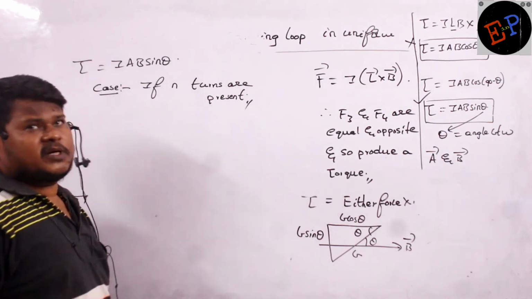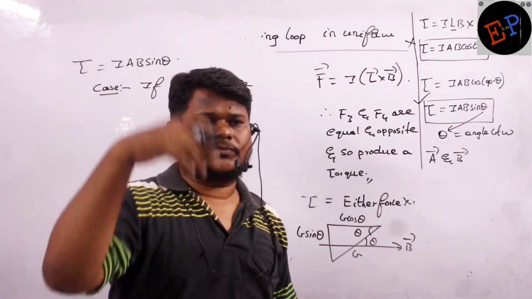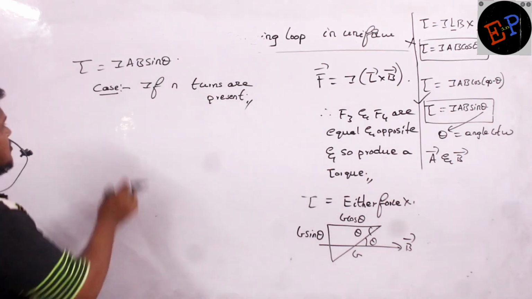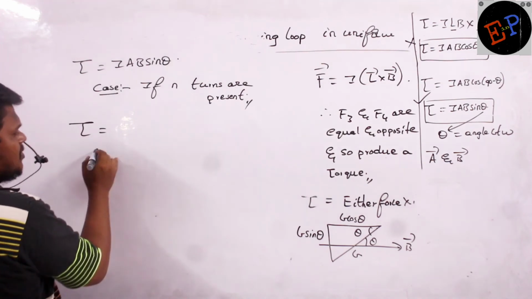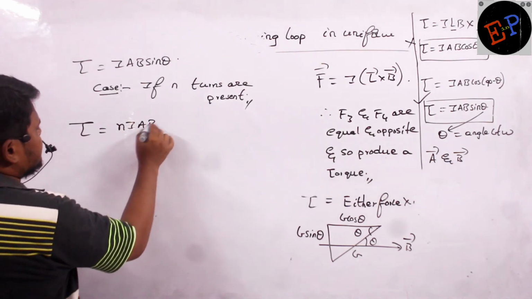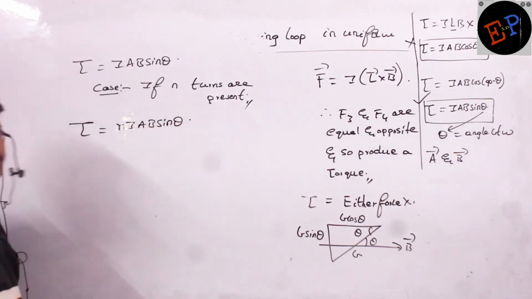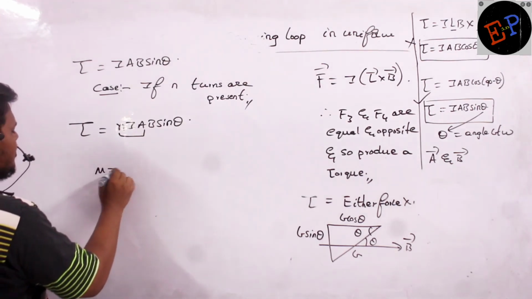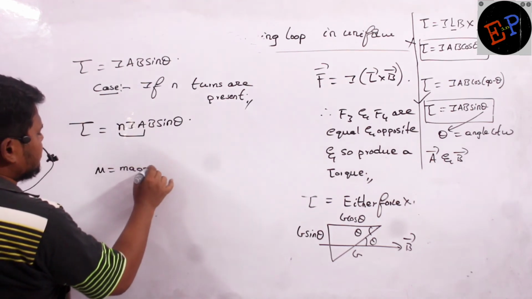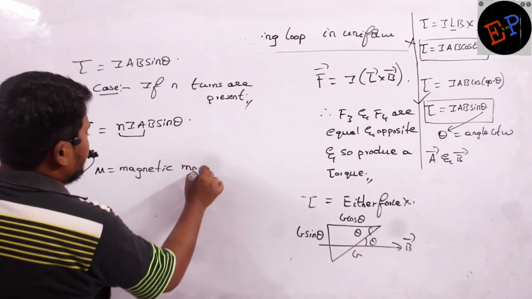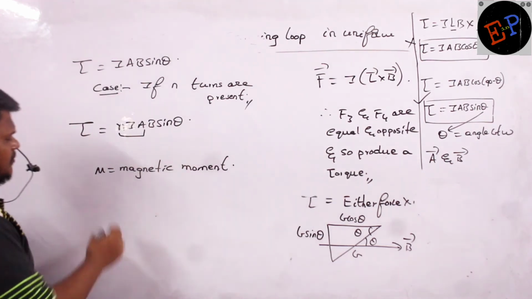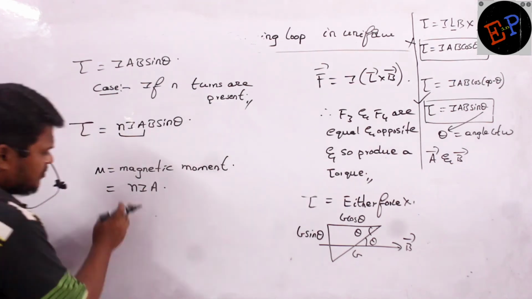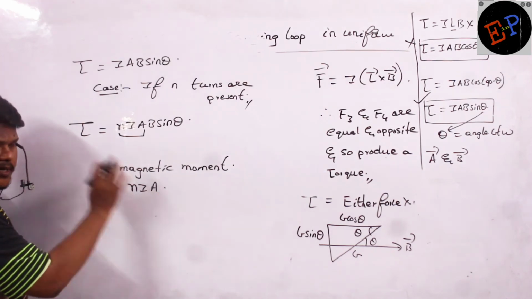So if n turns are present, see, in this fan, is there only one winding? No, thousands of windings will be present. So if many turns are present, then what is the torque? NIAB sin theta. This is the total torque produced. And this product NIA is called the magnetic moment produced in the coil: number of turns, strength of current, area of the coil.